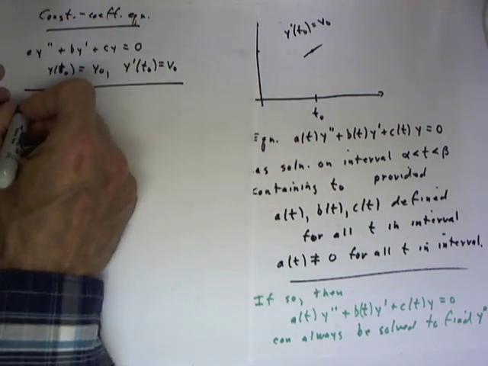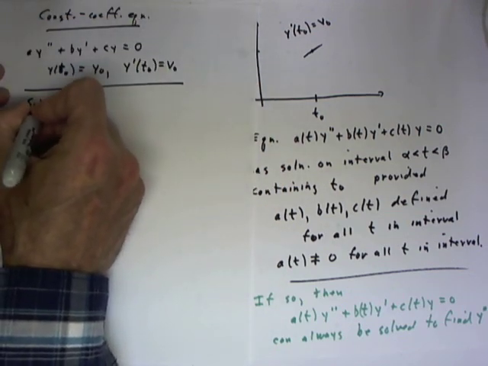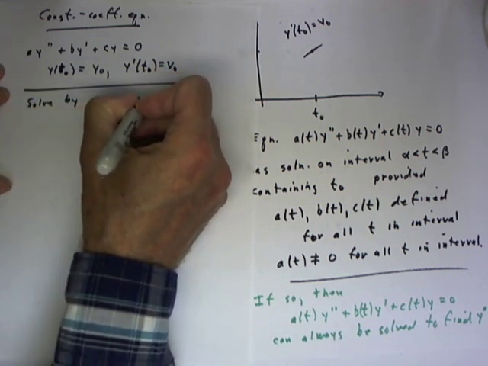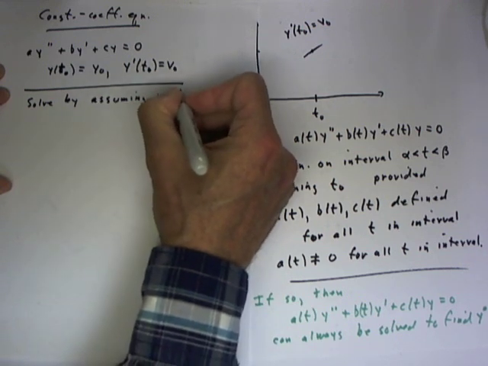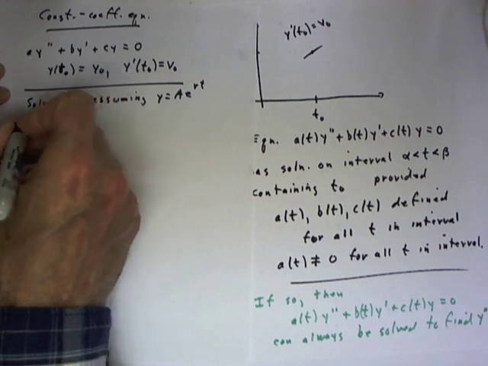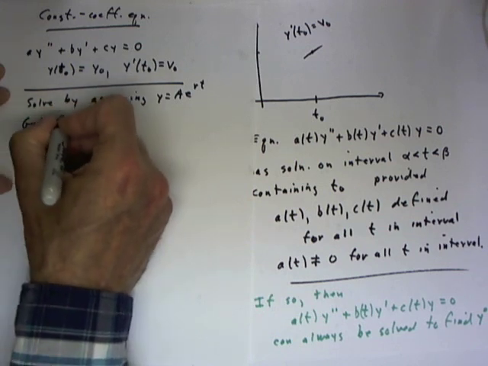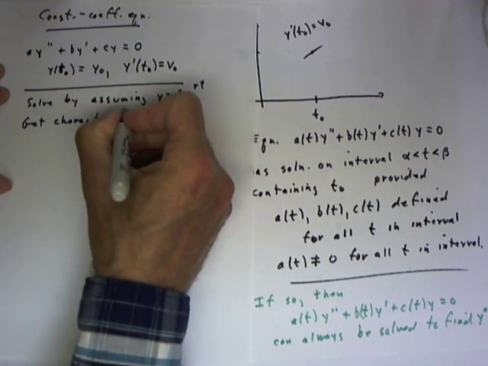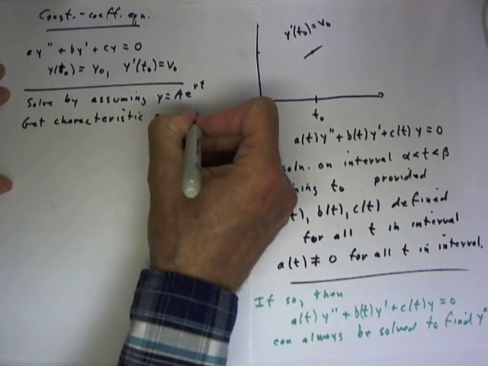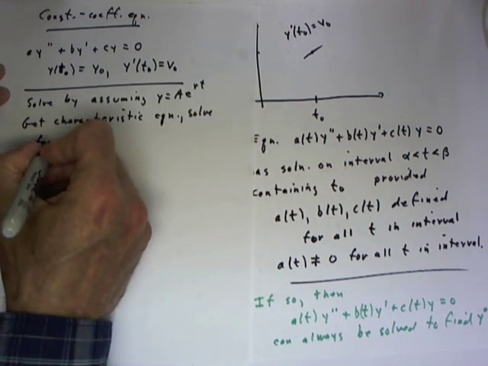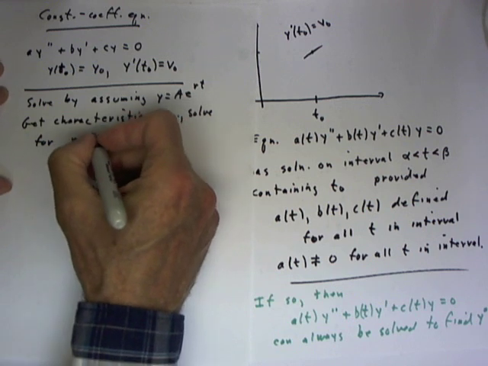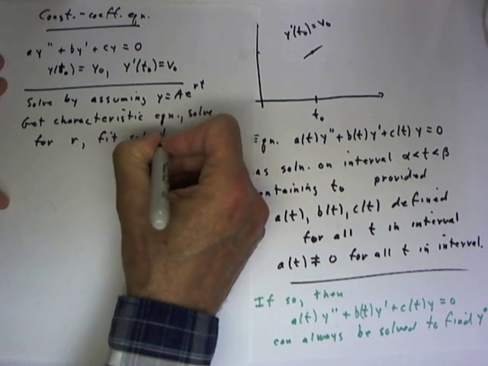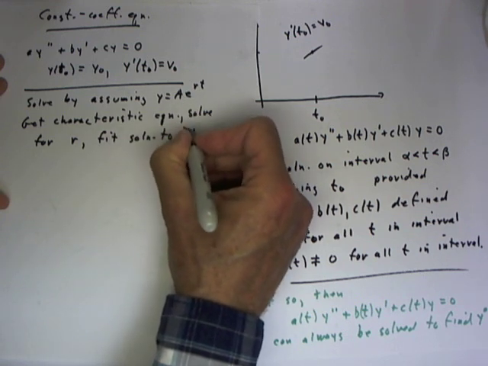And this equation, as we've seen, is solved by assuming a solution y equals a e to the RT. We get the characteristic equation. Solve it for R, and then fit the solution to the initial conditions.